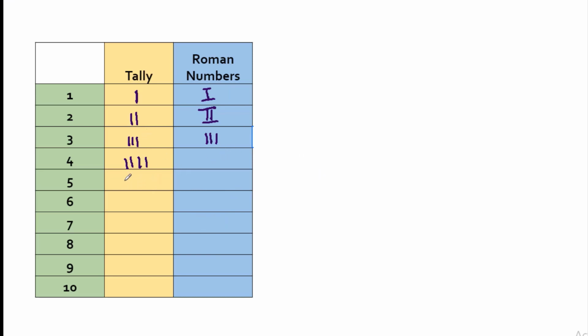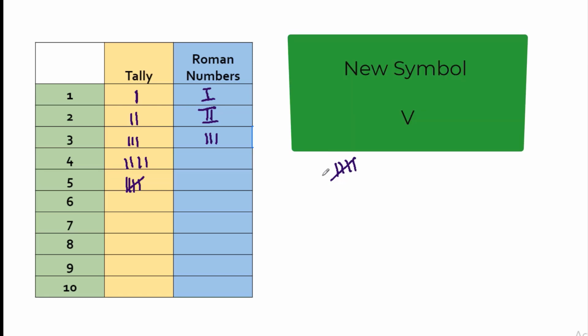In tally, what did they do? 1, 2, 3, 4, 5. It is easy for us to go with the count of 5, yes or no? So they strike through these and start again for 6 with another line. The Roman people thought, instead of drawing 5 lines for every 5 counts, I can introduce another symbol to make it easy. They introduced this symbol, which looks like V. This is 5 in Roman numbers. Still, they didn't have one for 4, they just did it for 5.